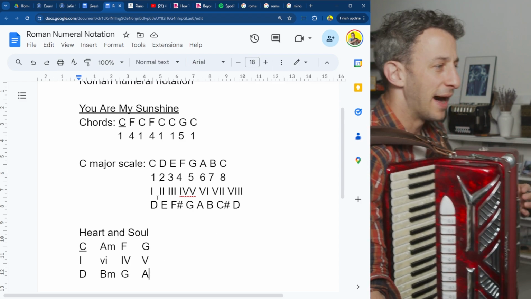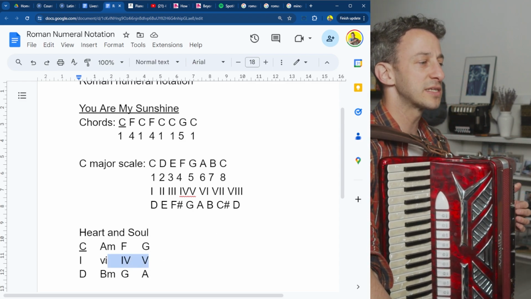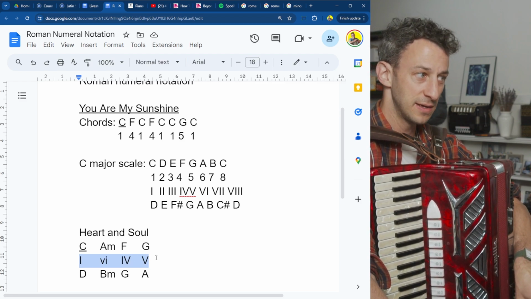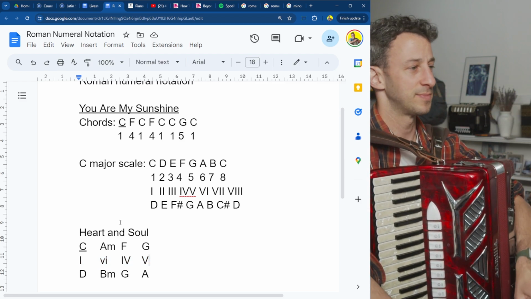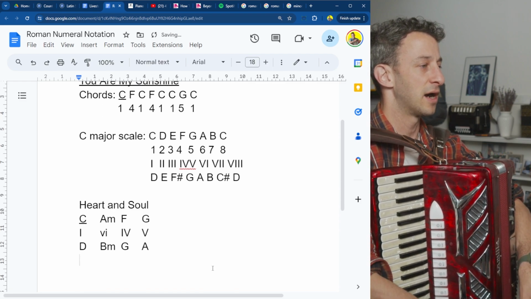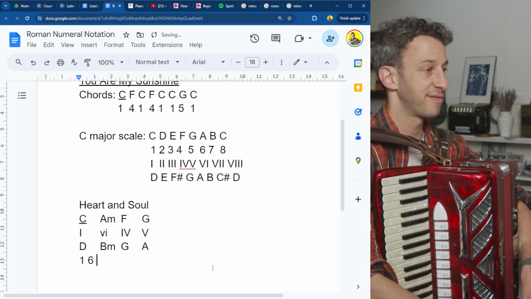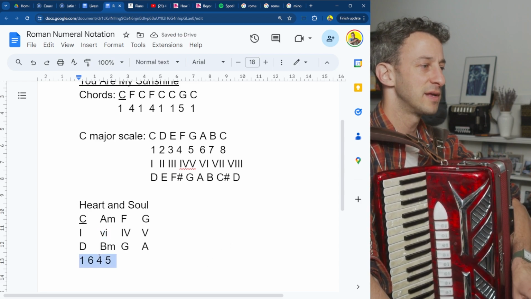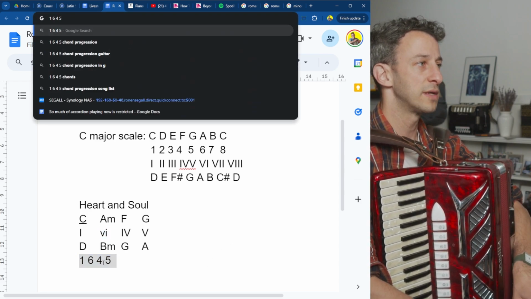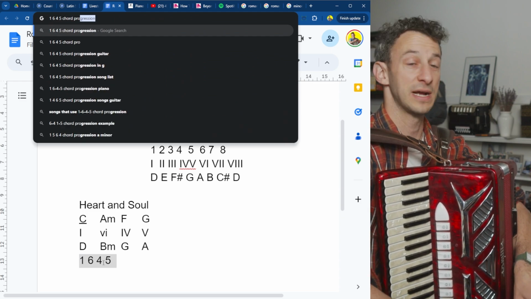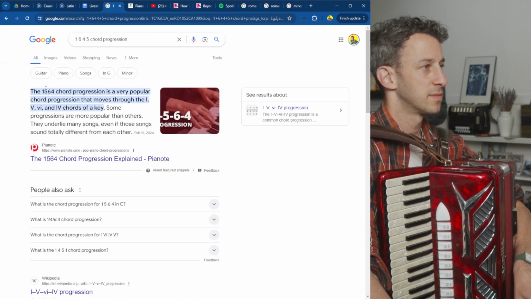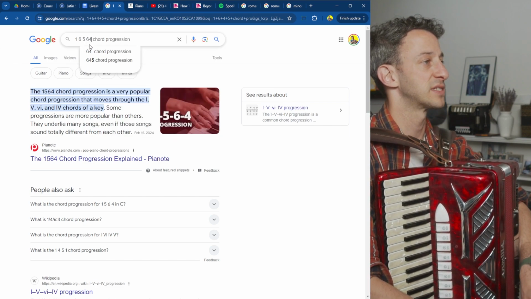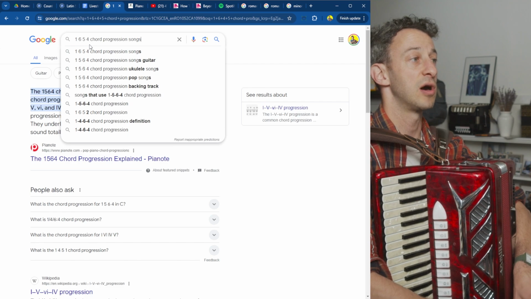Wonderful. The other really cool thing is once we start understanding songs in this way, this is skipping ahead a little bit, but we said that this is our 1, 6, 4, 5, 1 minor 6, 4, 5. Let's Google 1, 6, 4, 5 chord progression. Or 1, 5, 6, 4. Let's see 1, 5, 6, 4. What is a 1, 5, 6, 4 chord progression songs?